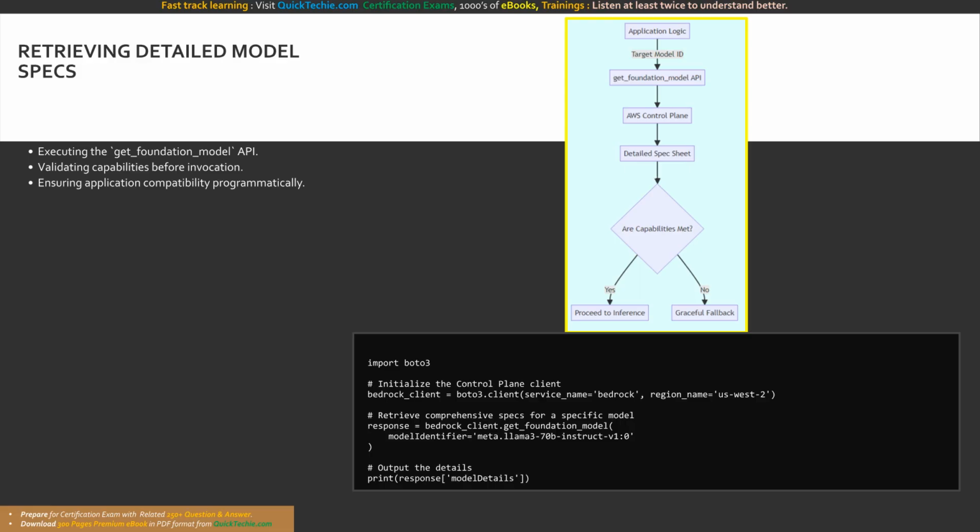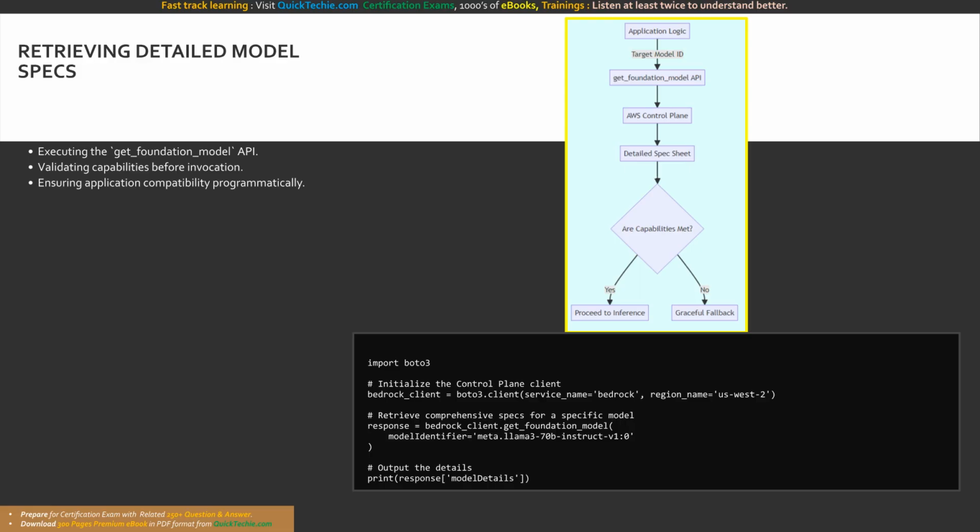This operation retrieves comprehensive information on a specified base model. By passing a specific model ID to this control plane API, Bedrock returns a highly detailed specification sheet. You can programmatically check if the response streaming supported Boolean is true, or verify the exact custom model customization techniques supported. This allows you to build deeply resilient AI pipelines that self-validate the models they are assigned, failing gracefully or routing to alternative models if the required capabilities are not met. It is defensive programming tailored for the generative AI era. Let us see this API call in action.